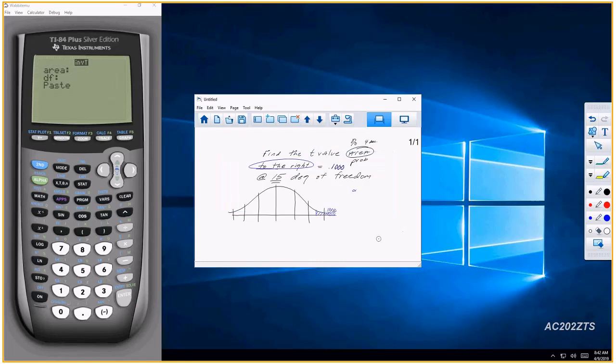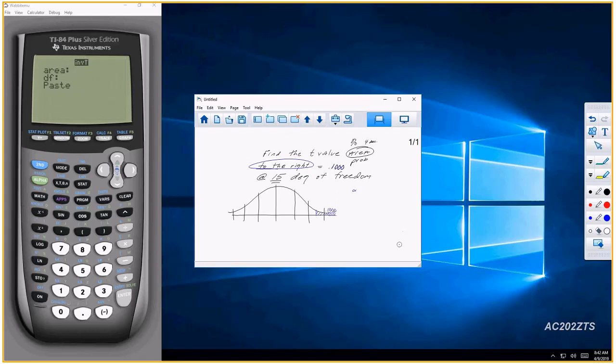Area. Now, be careful here. When you do inverse norm and when you do inverse t, what is the calculator reading? On the left-hand side or the right-hand side? The left-hand side. Write that down: on inverse t and inverse norm, the calculator is reading the left-hand side. So you have to remember that. So in this case, you're not going to type in 0.1000. What are you going to type in for the area here? 0.9000.